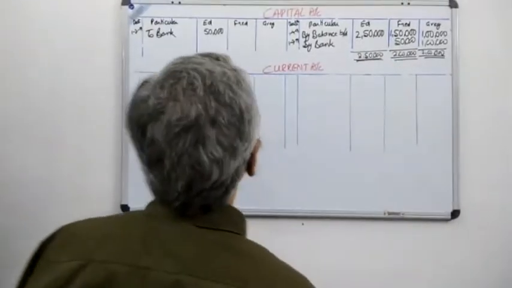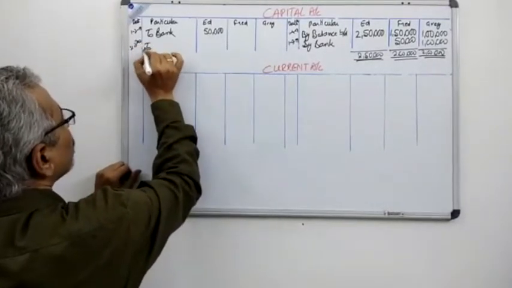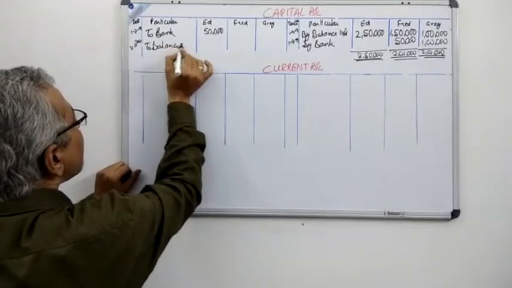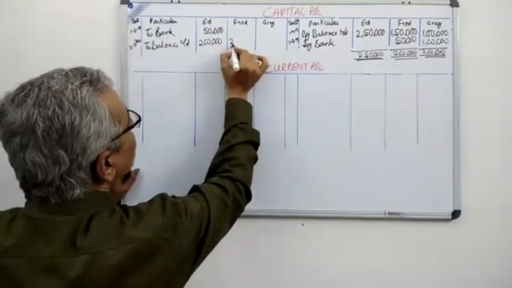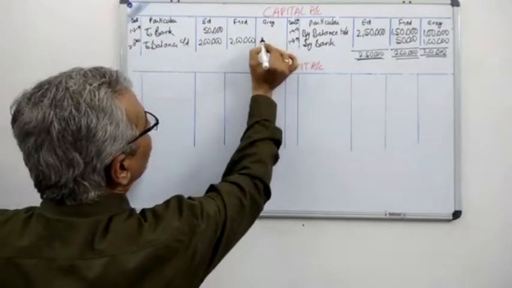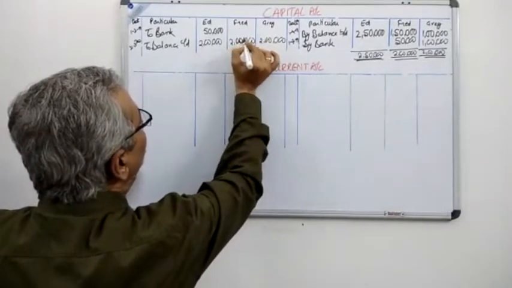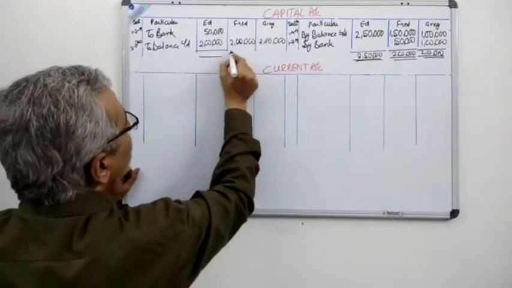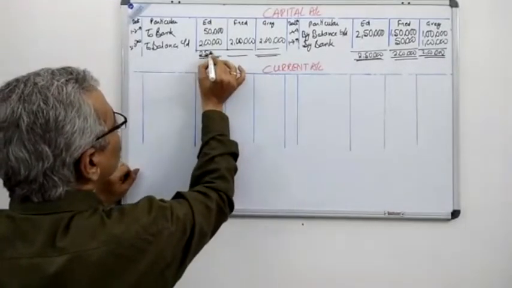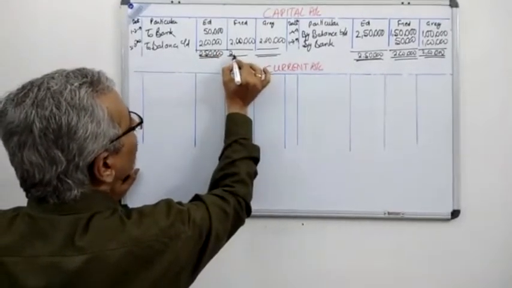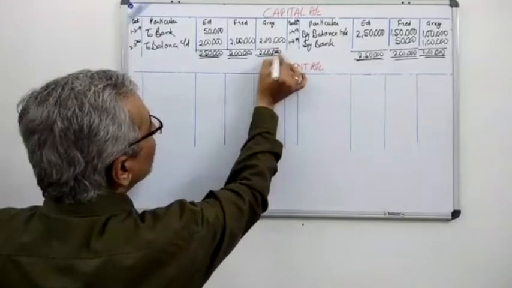Now please go to the debit side and on 31st/3/2020 write to balance carried down 2 lakh to all the three partners, that is 2 lakh to Ed, 2 lakh to Fred, and 2 lakh to Greg. What is the total? The total of the first partner, see very carefully, is 2,50,000, while the total of Fred and the total of Greg is 2 lakh each.